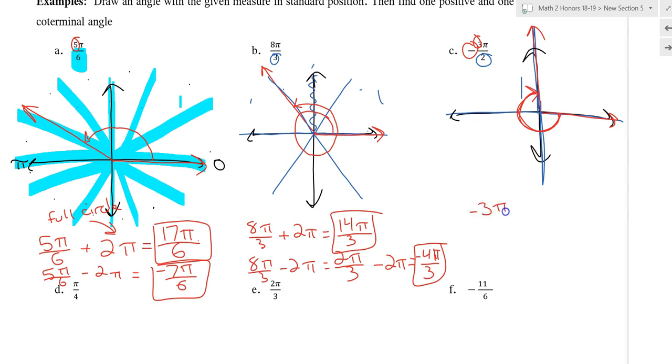Coterminal, negative 3 pi over 2 plus 2 pi. Again, you can use your calculator. That is positive pi over 2 or 1 pi over 2. Negative 3 pi over 2 minus 2 pi. And you get negative 7 pi over 2.